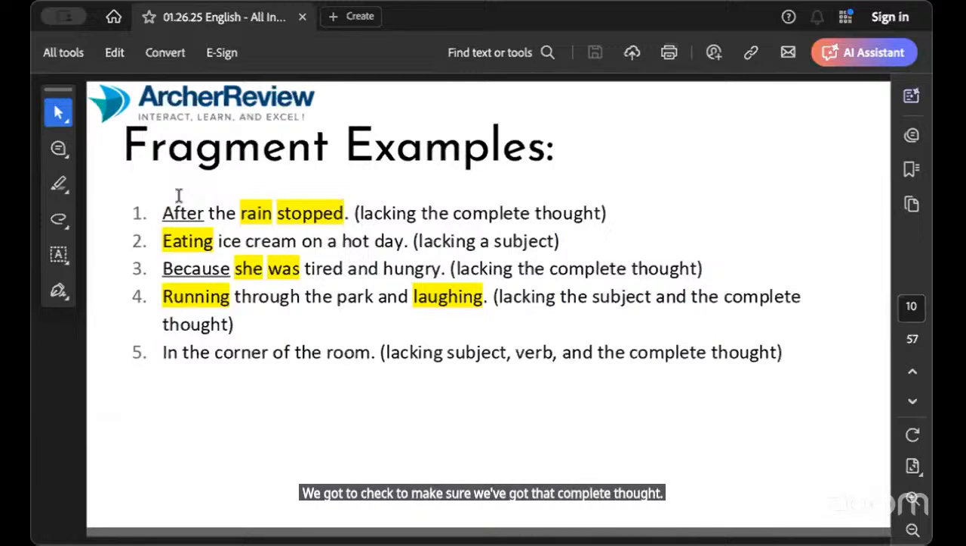Eating ice cream on a hot day. That one's lacking a subject. Who is eating ice cream on a hot day? So that one would be a fragment as well.